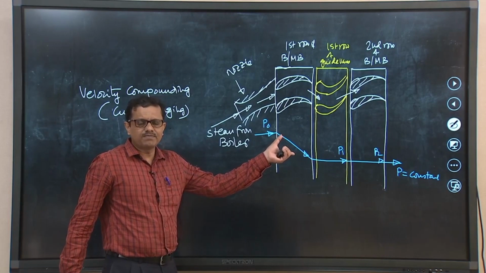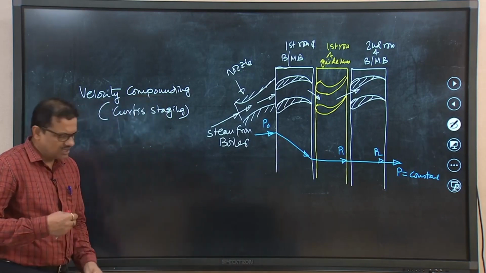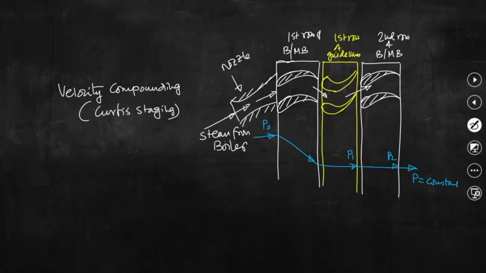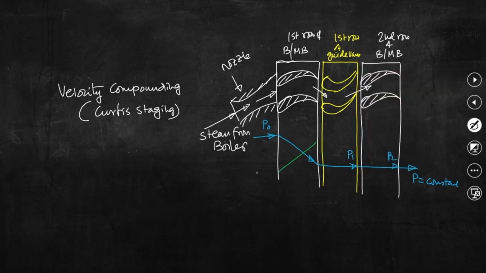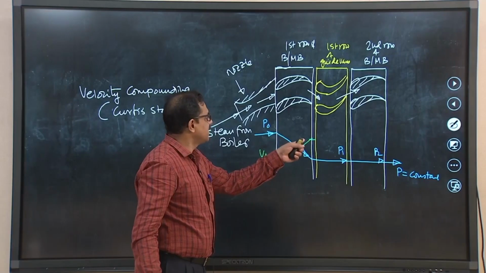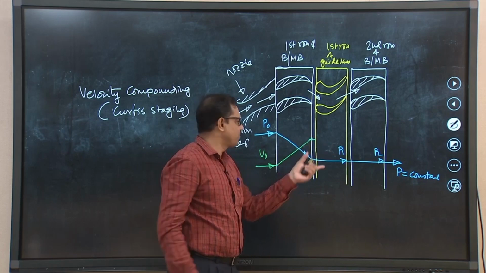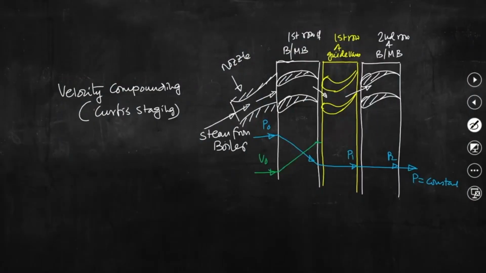So, at the expense of this total pressure drop, the velocity of the steam will increase. So, this is V naught and this is V1. What I said, that a part of that velocity, or part of that kinetic energy, will be utilized in the first row of blades.